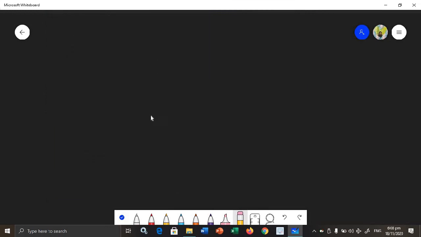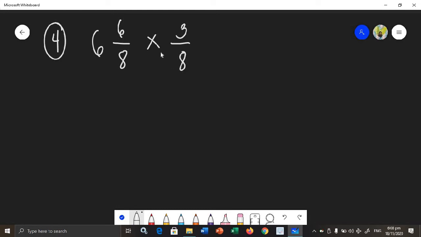How about if the given, or the fraction that you're going to multiply, is a mixed number, just like this example. So, let's say we have 6 and 6/8 times 3/8. So, if this is the case, we will be converting this mixed number into an improper fraction. How are we able to do that? You're going to multiply the denominator by the whole number and then add the numerator. And that will be the numerator of the new fraction.